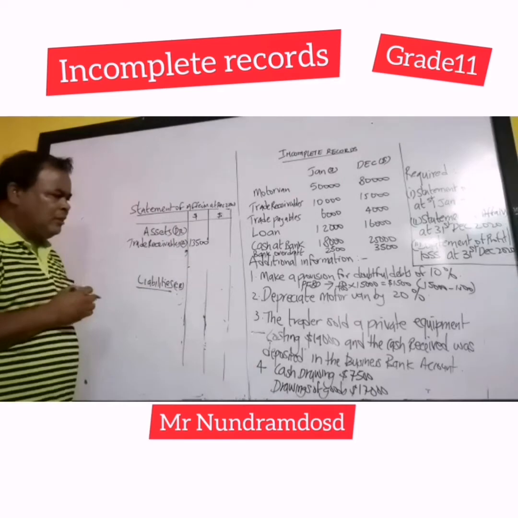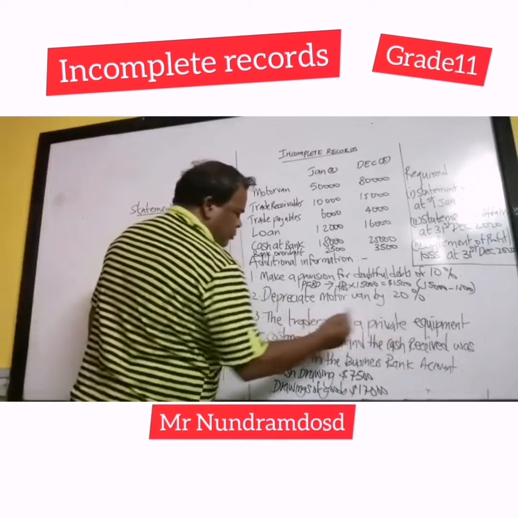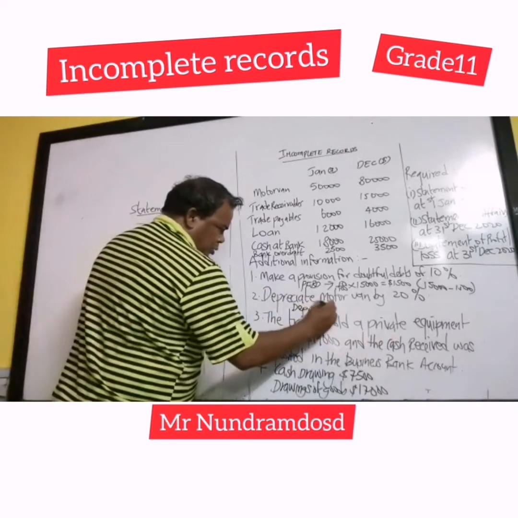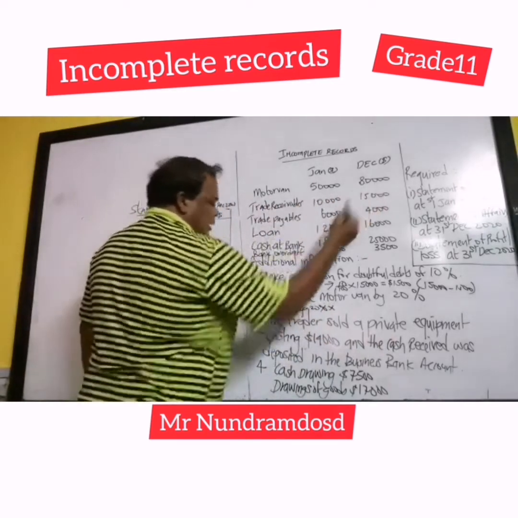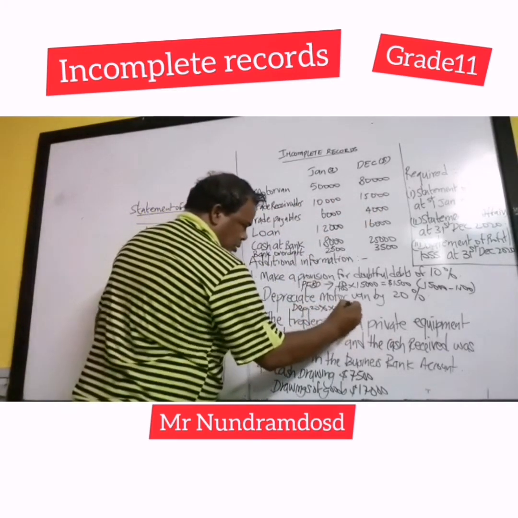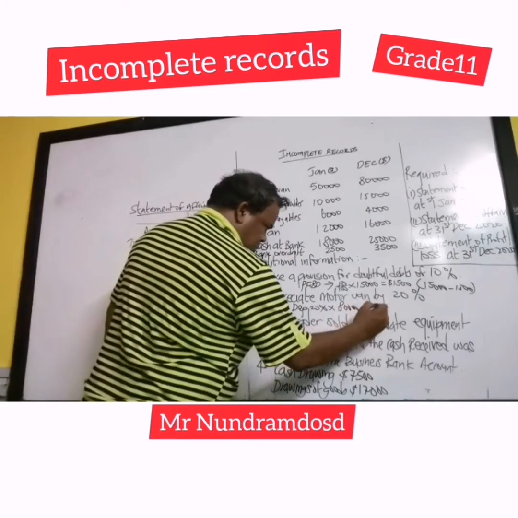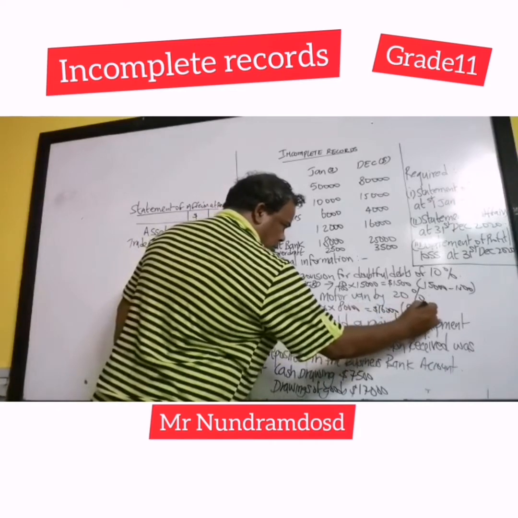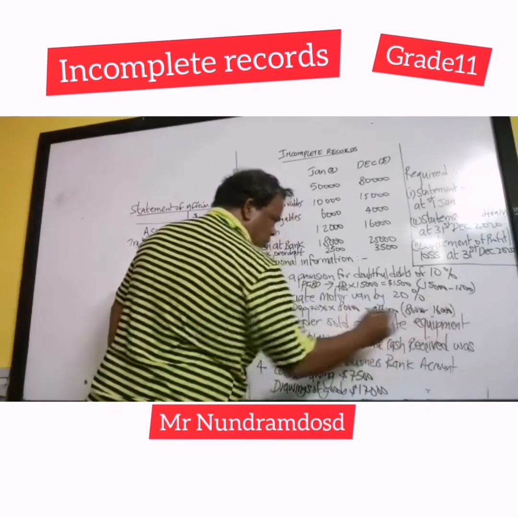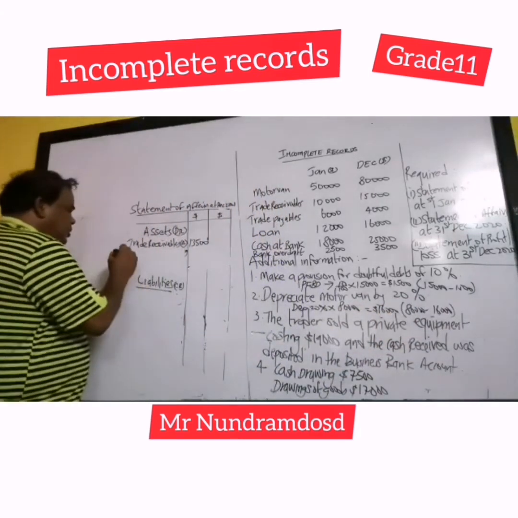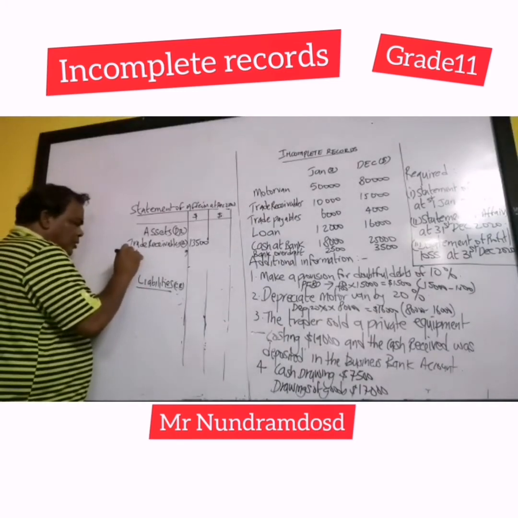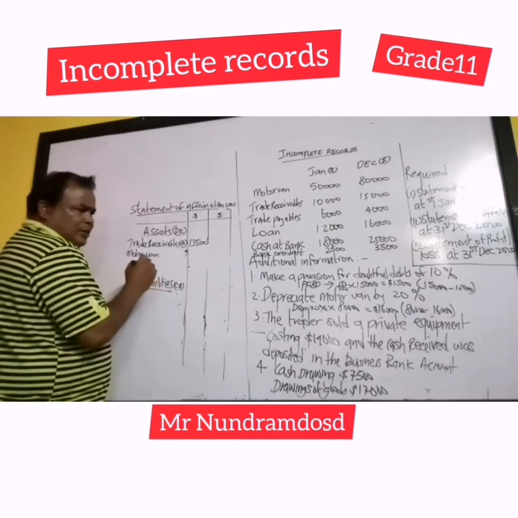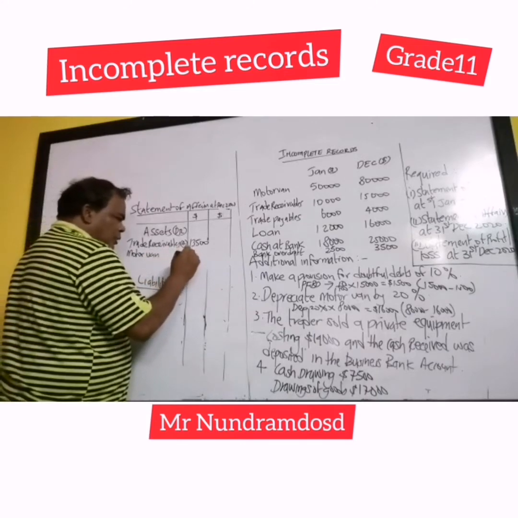And then depreciate motor van by 20%. Depreciation on motor van is 20% of the motor van. How much is the motor van? 80,000. So 20% gives us 16,000. Then 80,000 minus 16,000. Here we have motor van, only motor van, 80,000 minus 16,000. This will give us 64,000.